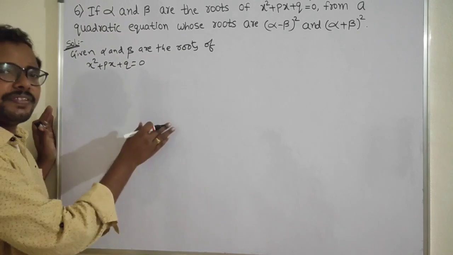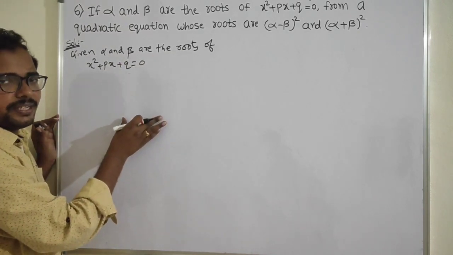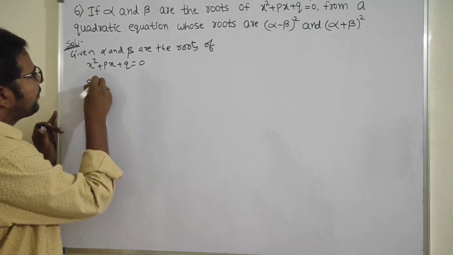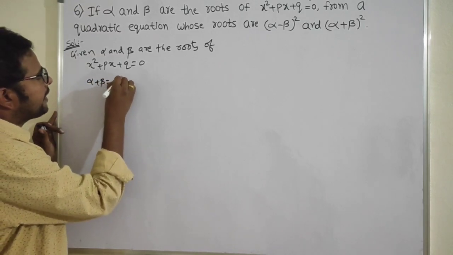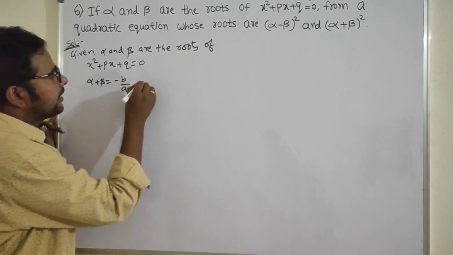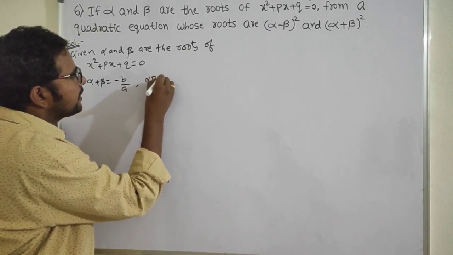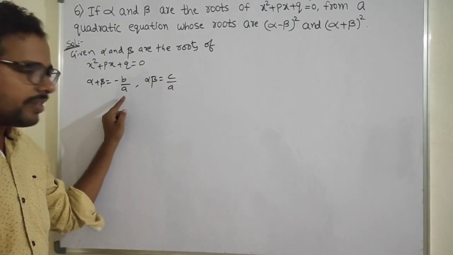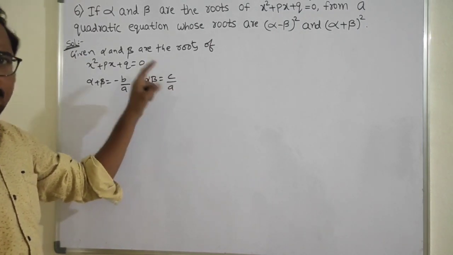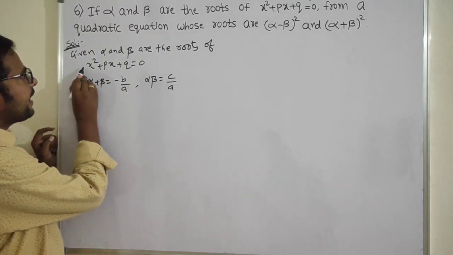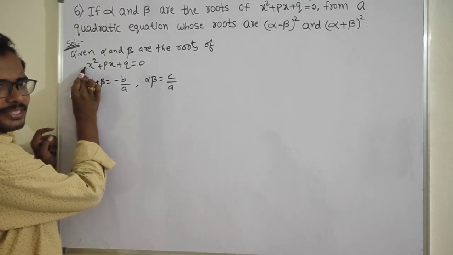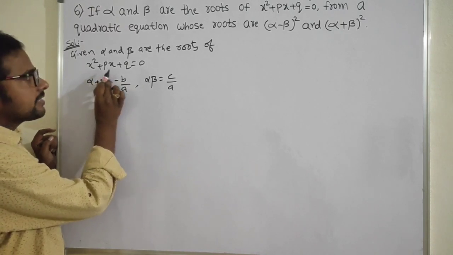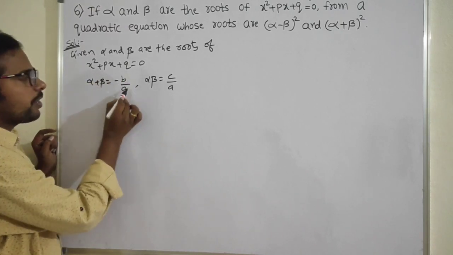We know the relation between zeros and coefficients. That is, alpha plus beta is equals to minus b by a, and alpha beta is equals to c by a. Here a is equals to 1, b is equals to p, c is equals to q. Substitute all values.